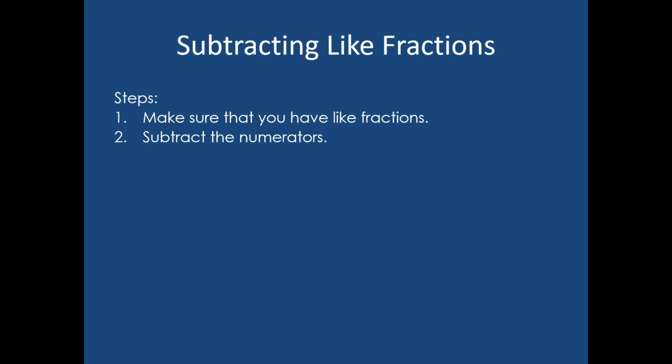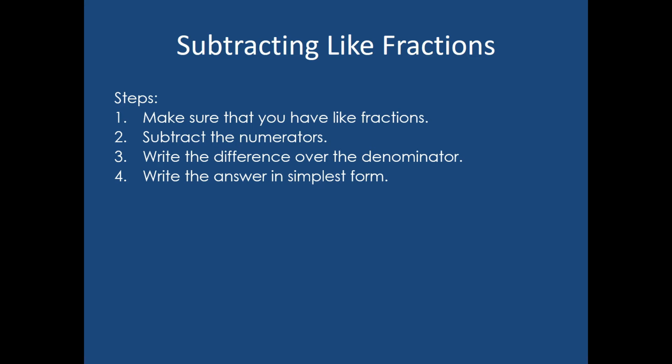Second, we have subtracting like fractions. Steps. First, make sure that you have like fractions. Second, subtract the numerators. Third, write the difference over the denominator. And last, write the answer in the simplest form. Example: 7 over 8 minus 3 over 8.